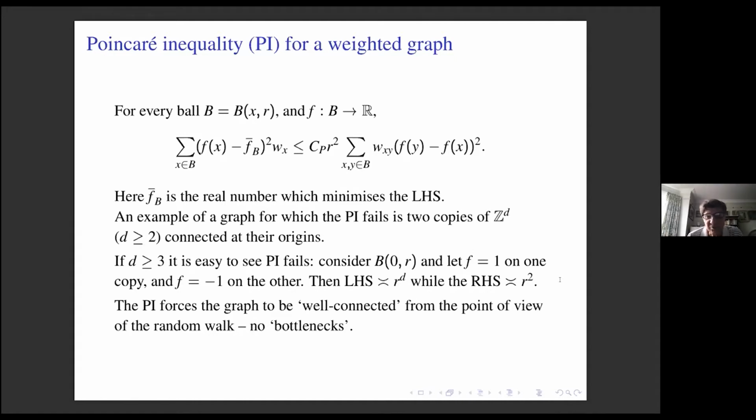And probabilistically, what the Poincaré inequality is doing is it's forcing the graph to be well connected from the point of view of the random walk. There are no bottlenecks in the graph which are visible to the random walk.